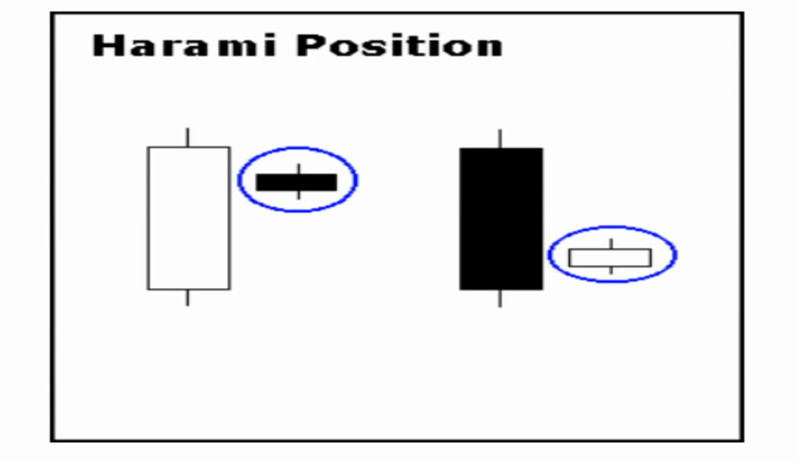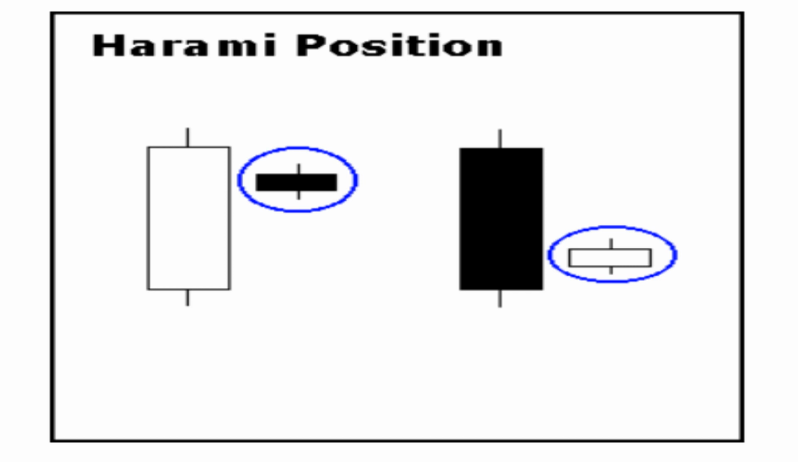Harami position. A candlestick that forms within the real body of the previous candlestick is in harami position. Harami means pregnant in Japanese. Appropriately, the second candlestick is nestled inside the first. The first candlestick usually has a large real body and the second a smaller real body than the first.